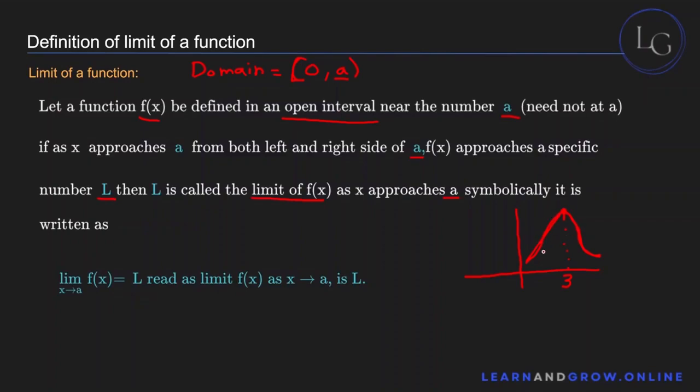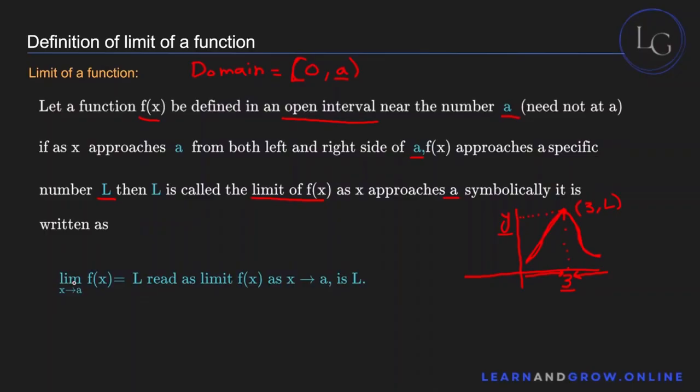Since the graph approaches this particular point from both sides, the left and the right-hand side, and it approaches the same point, 3, that means that the y coordinate of this point is the limit, right? So basically it is located at 3 and at L. Okay, so this is how it's written.